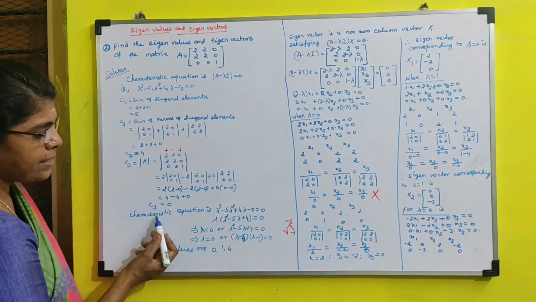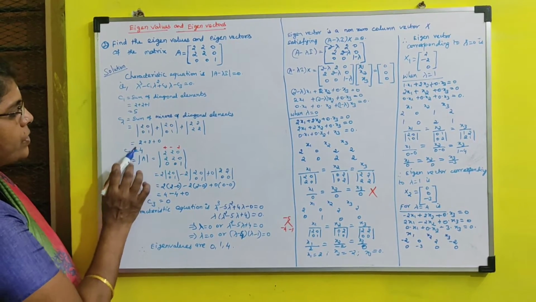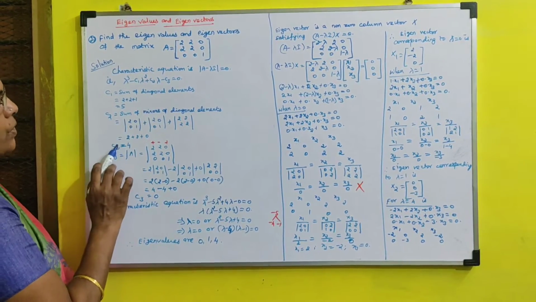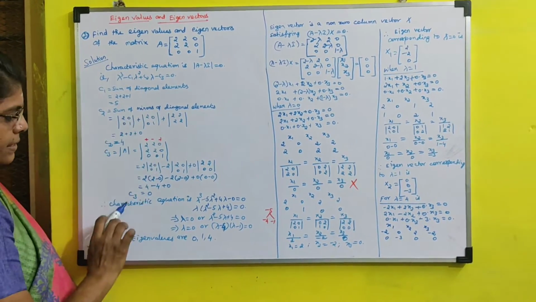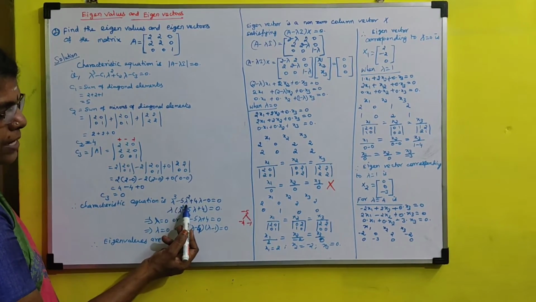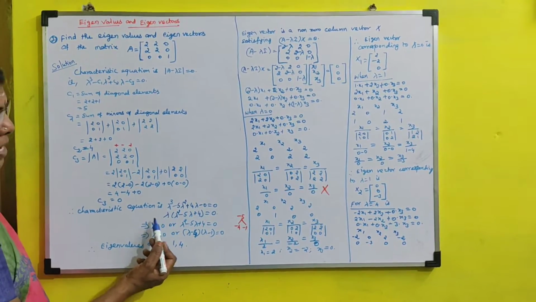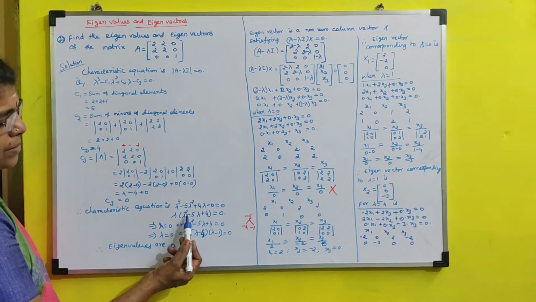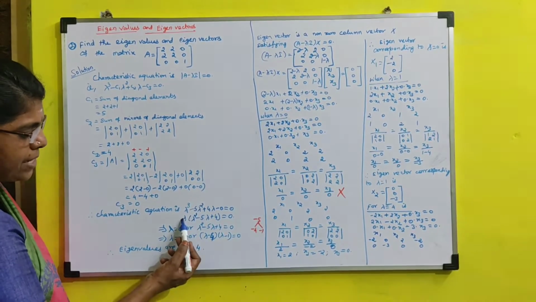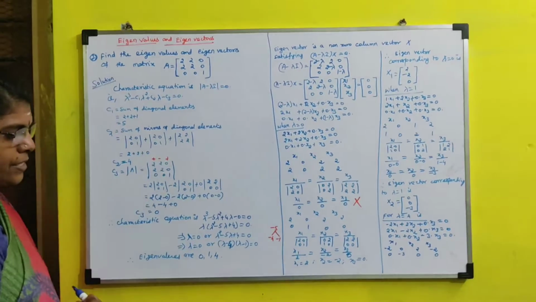Let us see. Characteristic equation is lambda cube minus C1 value is 5. So 5 lambda square plus C2 is 4. So 4 lambda minus C3 is 0. Therefore the characteristic equation is lambda cube minus 5 lambda square plus 4 lambda equal to 0. Taking lambda outside, we will have lambda into lambda square minus 5 lambda plus 4 equal to 0. From this lambda equal to 0 or lambda square minus 5 lambda plus 4 equal to 0.